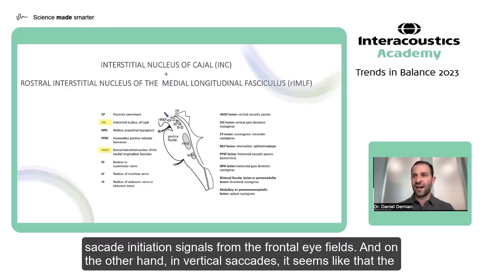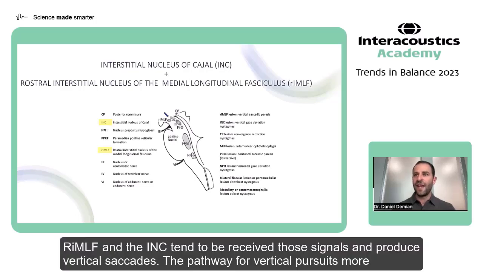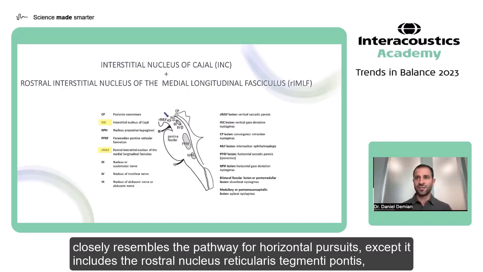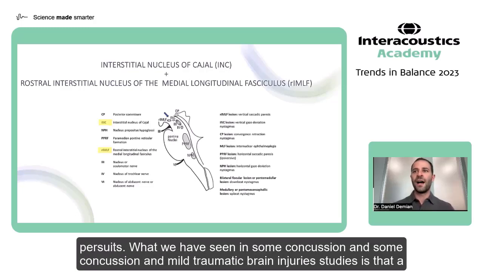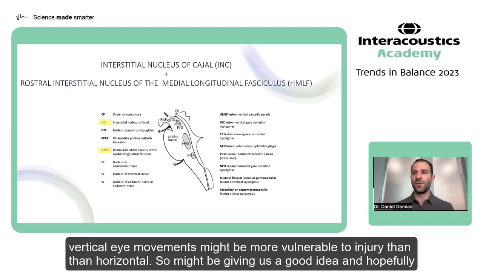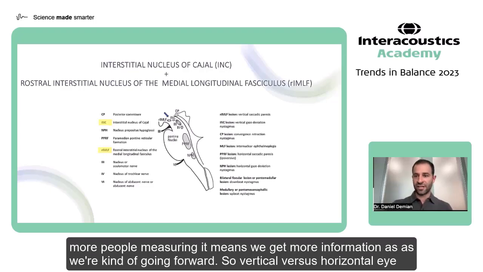And on the other hand, in vertical saccades, it seems that the RIMLF and the INC tend to receive those signals and produce vertical saccades. The pathway for vertical pursuits more closely resembles the pathway for horizontal pursuits, except it includes the rostral nucleus reticularis tegmenti pontis instead of the dorsolateral pontine nuclei and some of the medial vestibular nucleus that are involved in horizontal pursuits. What they've seen in some concussion and mild traumatic brain injury studies is that vertical eye movements might be more vulnerable to injury than horizontal, and so might be giving us a good idea, and hopefully more people measuring it means we get more information as we go forward.